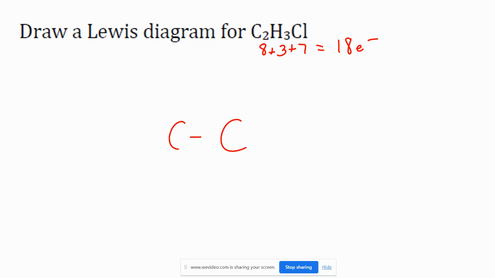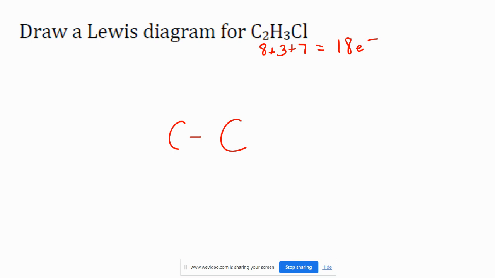Can you go over that again a little? So carbon is 4. 4 times 2 is 8. Hydrogen is 1, and I have 3 of them, so it's going to give me 3 electrons. And then chlorine is 1, and it has 7 electrons. So add it up, 18. Good? Okay.